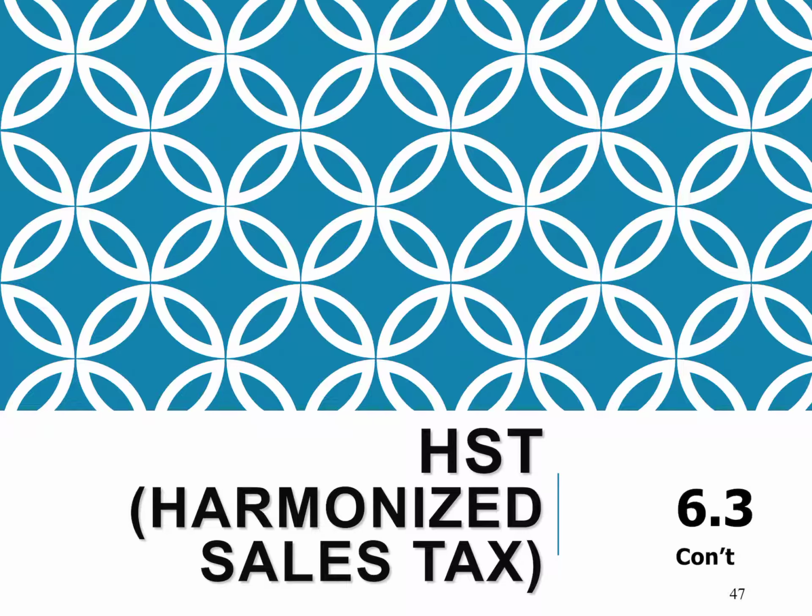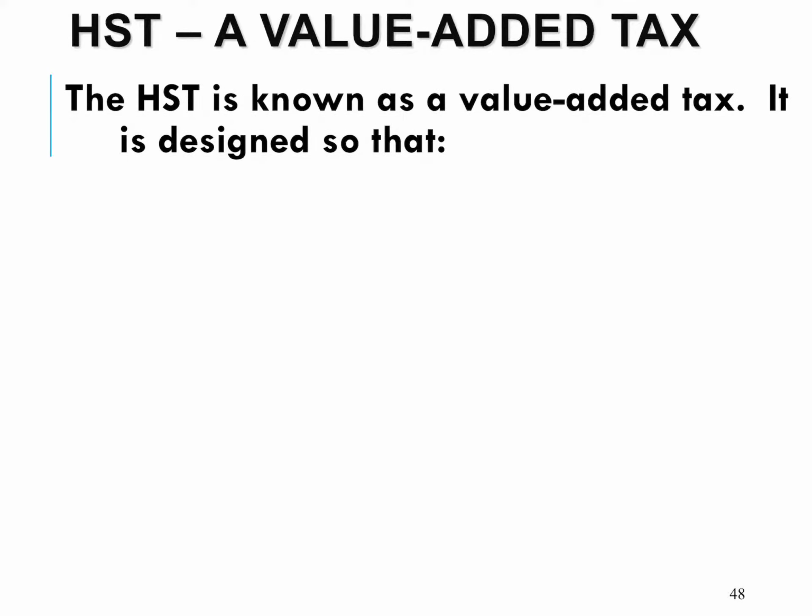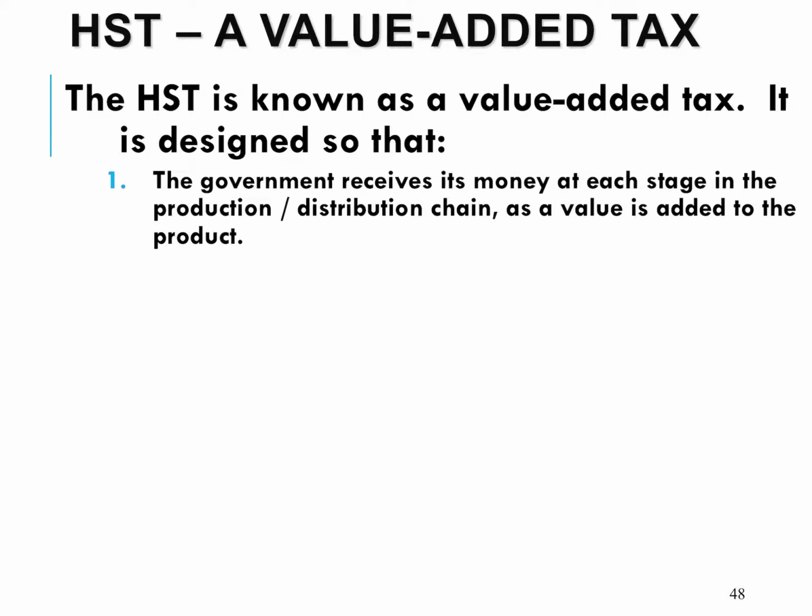And so this is a continuation of 6.3 where we are going through all the different taxes. So HST is a value-added tax, exactly like GST. So if you watch the video on GST, you really understand already HST. The only thing that you have to understand about the HST is that it is basically the PST and GST combined together. Okay, so the government receives its money at each stage in the production in a value-added tax as a value is added to the product, and so that's the same with GST. Ultimately, only the final user pays the HST, and we'll show how that works.